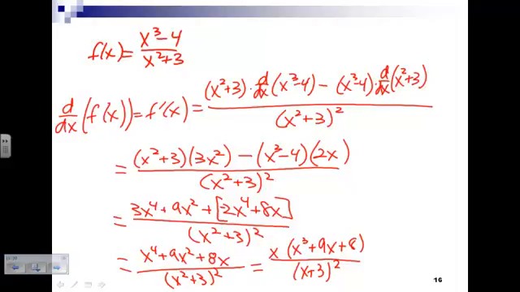It's x squared plus 3 on the bottom. Oh, I lost an x squared. That's a transcription error, and that's a problem with transcription.